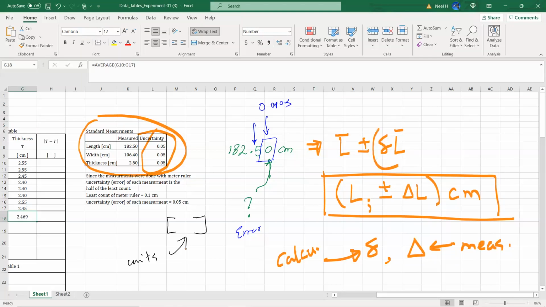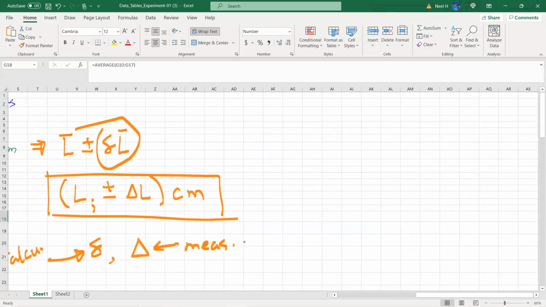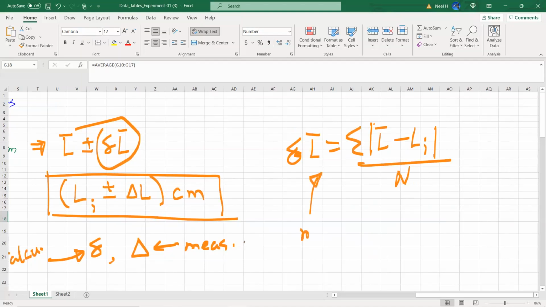So now let's take a look at how to do this part. It can be done two different ways. In one method, I find this delta L bar by taking the difference between the average value and every single value, with an absolute sign, which means we consider only the positive difference. Then I add all of them together and divide by the number of repetitions. This is what we call the mean deviation. I have a mean value, the average value, and deviation means the error of that. That's one way.